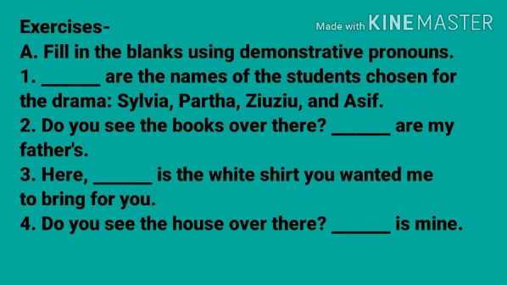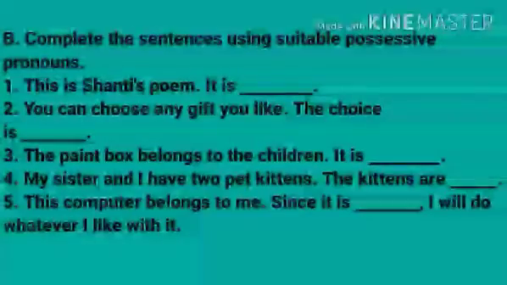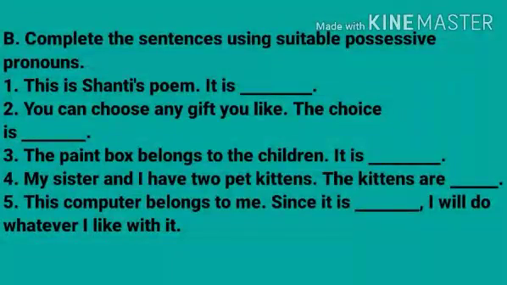Number 4, do you see the house over there? That is mine. Number B, complete the sentences using suitable possessive pronouns. Number 1, this is Santi's poem. It is blank. Number 2, you can choose any gift you like. The choice is blank.